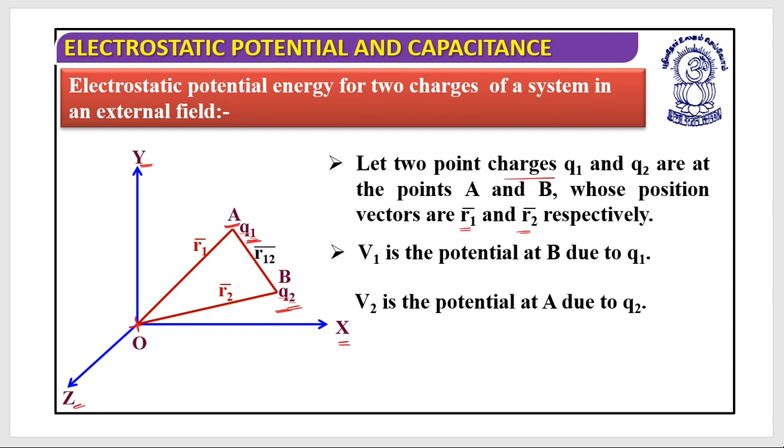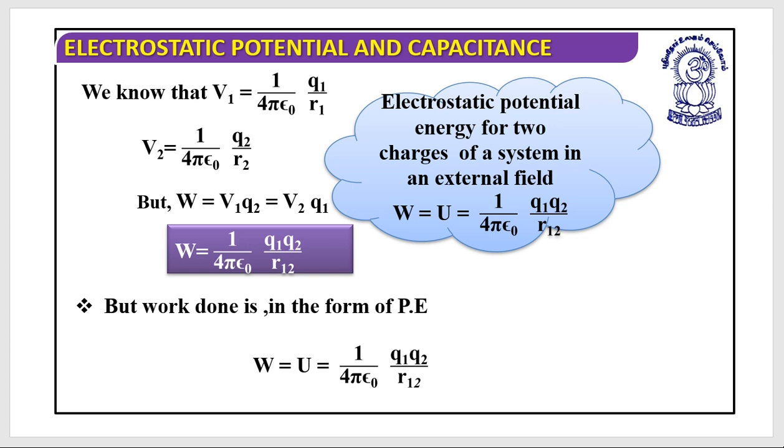Let's assume that v1 is the potential at location B due to q1, and v2 is the potential at A due to q2. We know the potential for a point charge is k q by r. So v1 can be written as 1 upon 4 pi epsilon naught multiplied by q1 by r1, and v2 can be written as 1 upon 4 pi epsilon naught into q2 by r2. We also know that voltage is work done divided by charge.